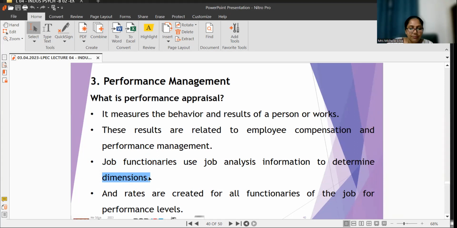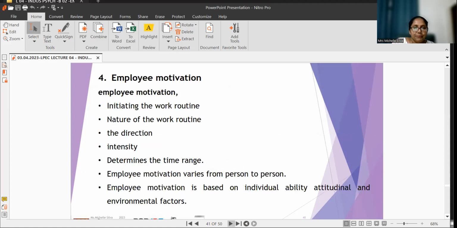And rates, meaning rating scales, are created for all functionaries, for all tasks, for all duties of the job. Let's write down that functionaries mean all duties of the job, for each performance level. So basically in the performance management concept, industrial psychologists are the people who decide the performance criteria, and they are the people who decide the rating scales. Based on that, they will prescribe different kinds of required training for employees.